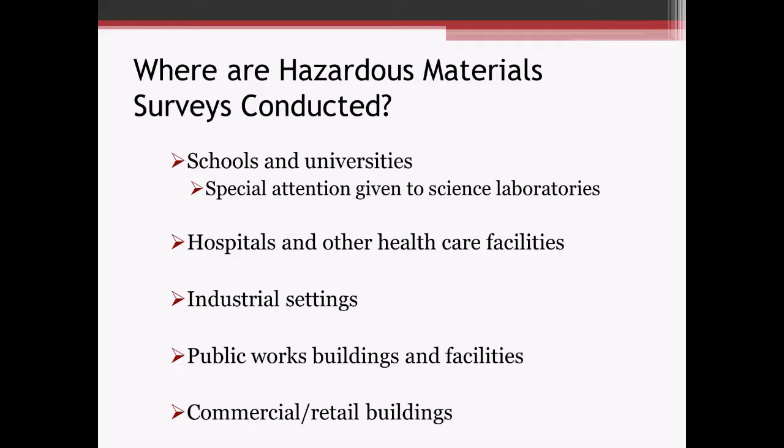Hospitals and healthcare facilities, industrial settings, those have a lot of different things depending on what the industry is that you're not going to see in a typical building setting, but a lot higher potential for hazardous type materials in an industrial setting than you would have in residential or commercial. Public works buildings, facilities, commercial retail buildings, but pretty much anywhere, any type of building, any type of structure would be good to have a hazardous material survey before you start demoing or renovating and getting into those materials.